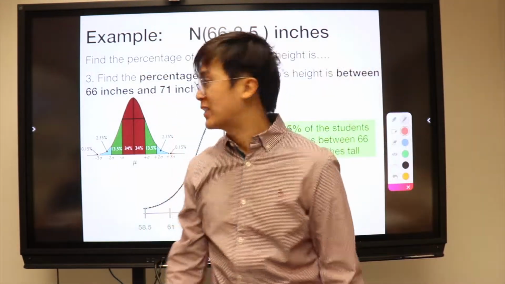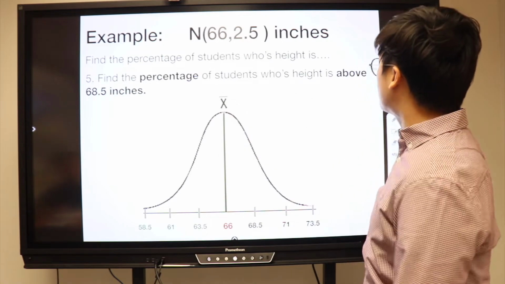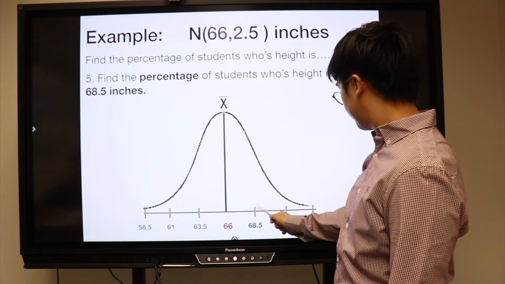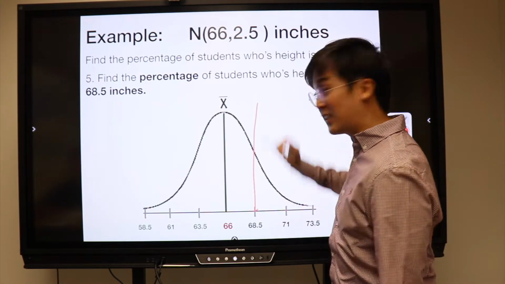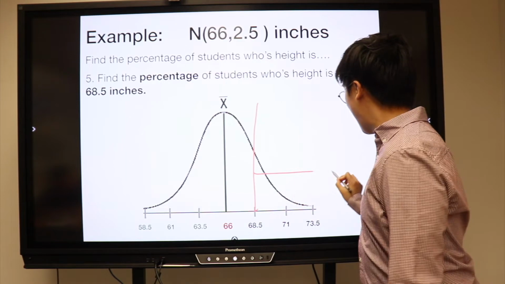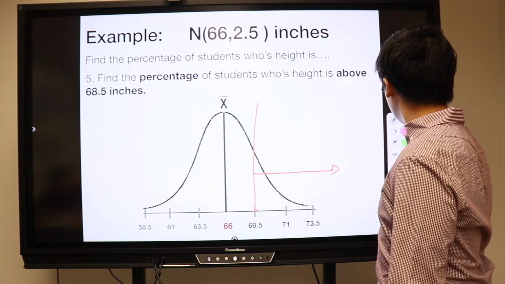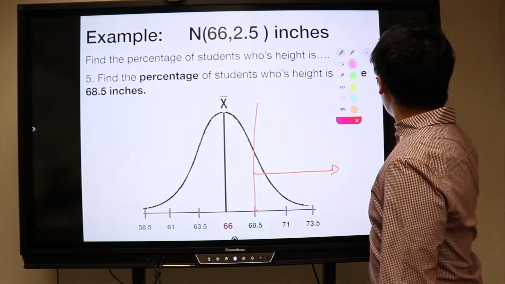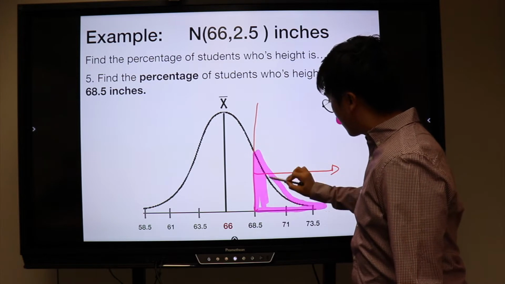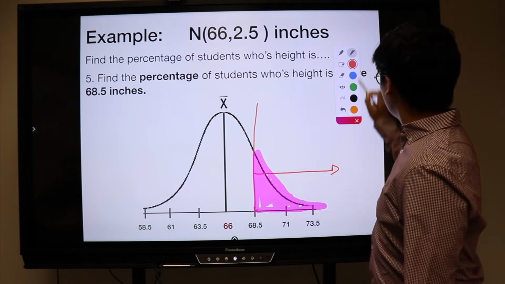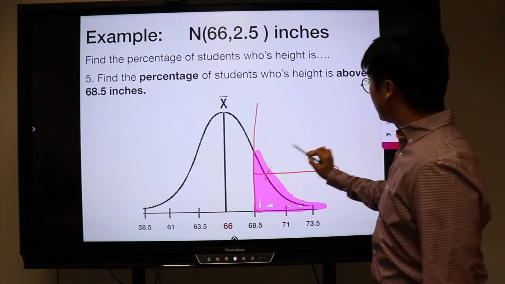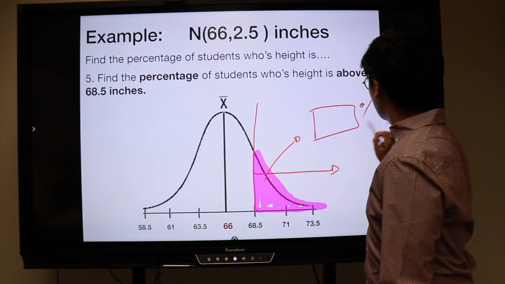Okay, let's have more examples. Find the percentage of students whose height is above 68.5 inches. This is 68.5 inches, right? What is above? To the left or to the right of the curve? Right. So that means I'm looking for the percentage of that. Can you please compute for that? Let's see how you're going to approach your answer so you can find this much percent.